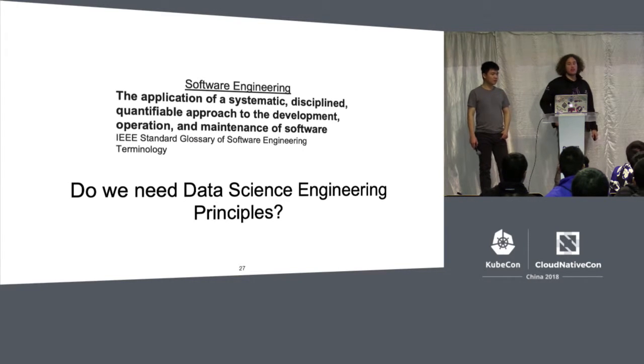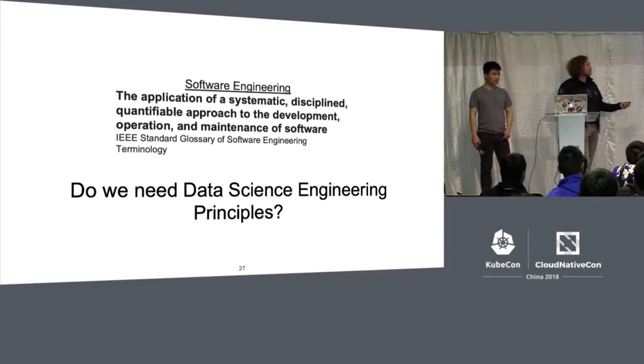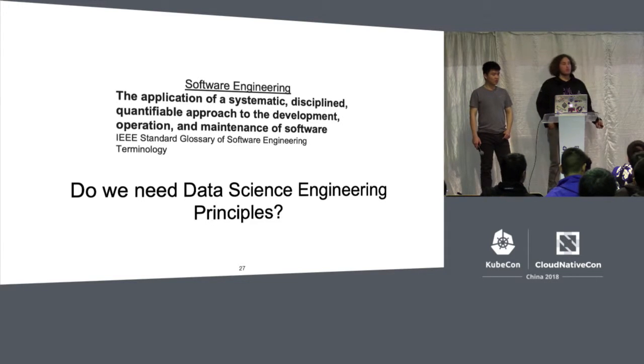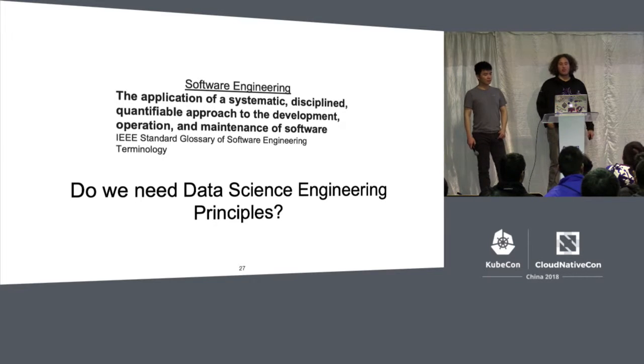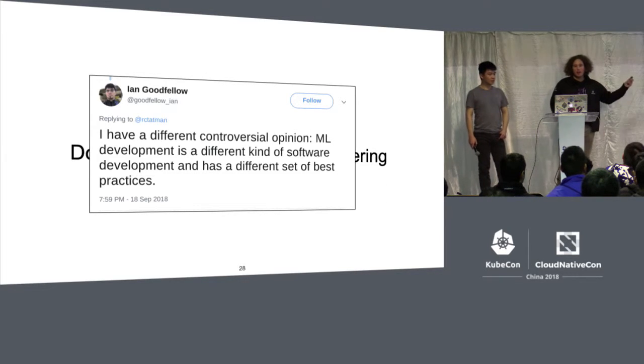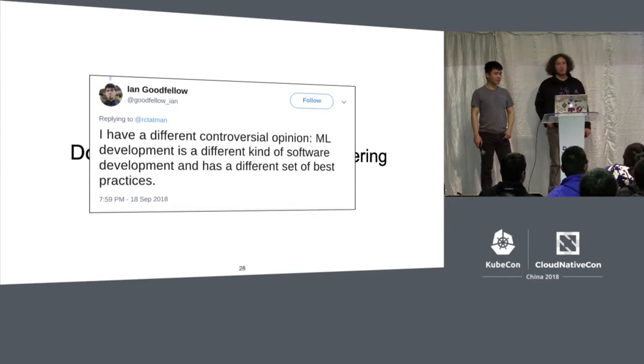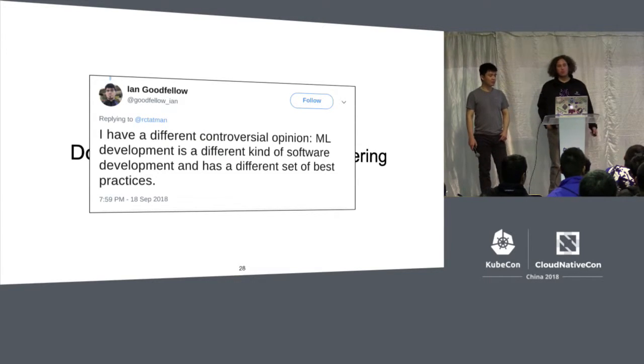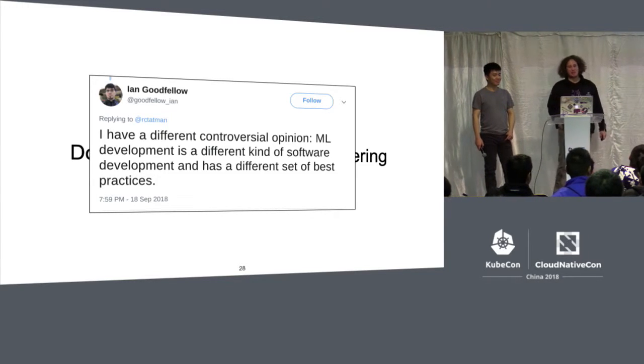And so I would pose the question, do we need something similar for data science? Do we need something like data science engineering principles? A systematic, quantifiable approach to the development of models, and also the testing of models and everything around, which we have learned in software engineering. And people like Ian Goodfellow, for example, have similar opinions. This is what we are currently working on in the Bay Area with other big ML users, such as Uber, and other big companies doing ML, whose names we are not allowed to mention on stage.